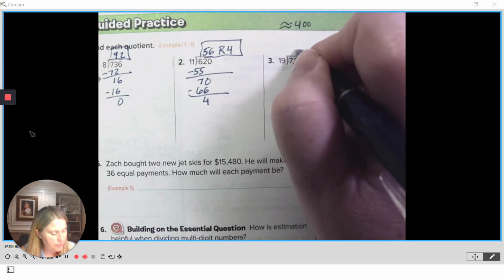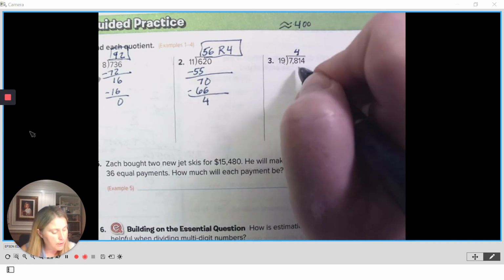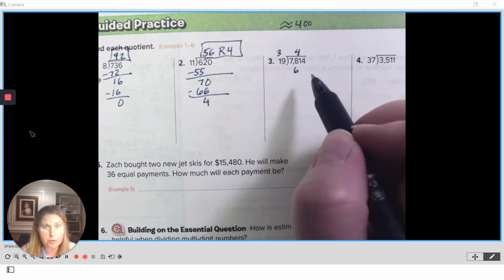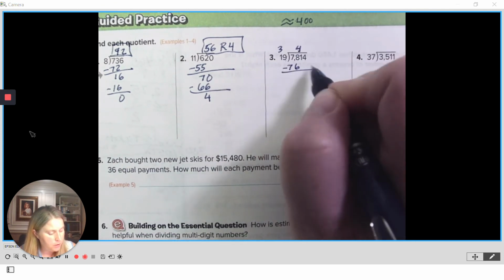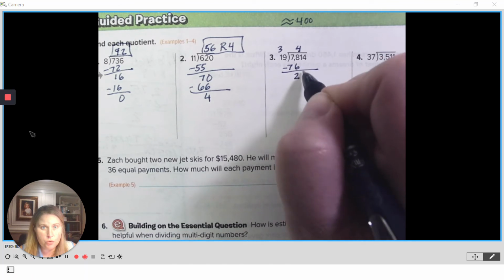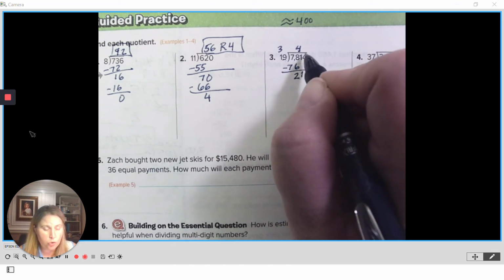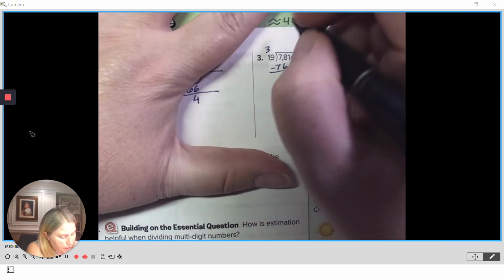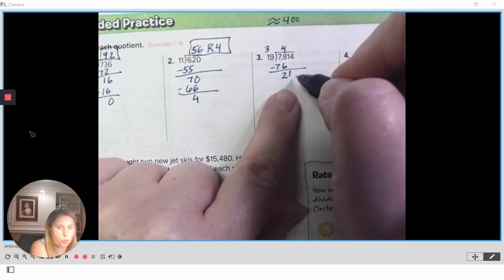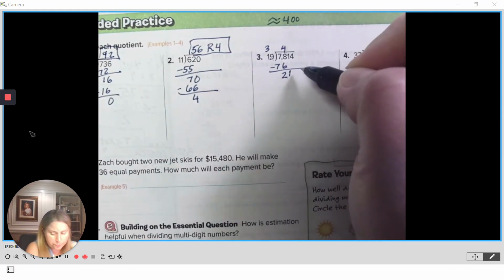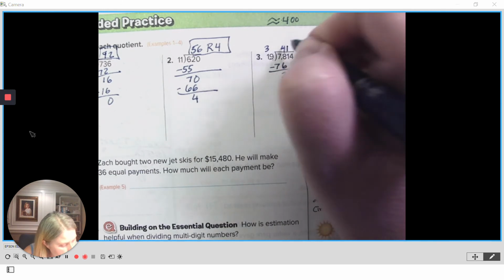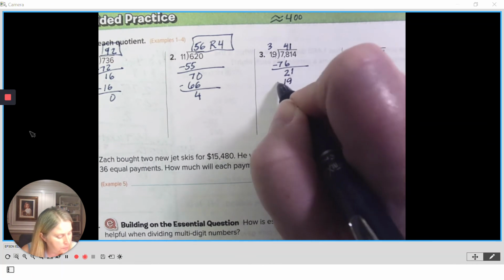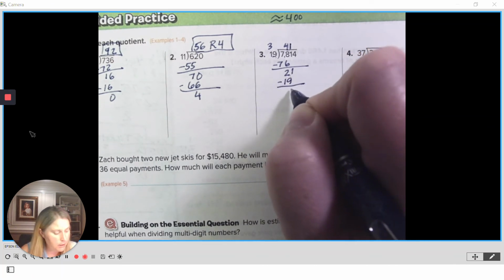So let's try that. 4 times 9 is 36. Write the 6. Carry the 3. 4 times 1 is 4, plus the 3 we carried is 7. So that's perfect. 78 minus 76 is 2. Bring down the 1. 19 goes into 21 one time. And I'm going to write that 4 a little bit smaller, just so I have room. Okay, and so 21, how many times does 19 go into 21? It goes in 1 time. 1 times 19 is 19. And then I subtract. 21 minus 19 is 2.